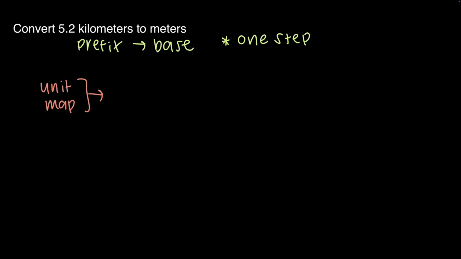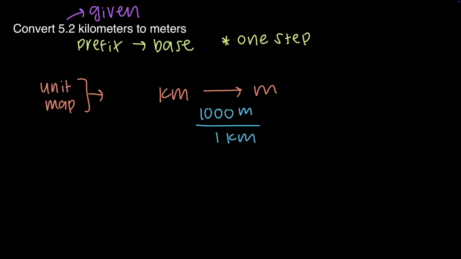For this question, we are converting kilometers to meters. Since we are starting with the prefix unit kilometers and converting to the base unit meters, this will be a single conversion. On our unit map, we write kilometers to meters, and the conversion factor is 1,000 meters per 1 kilometer. Our given value is 5.2 kilometers, so we write it as 5.2 kilometers over 1 to be able to have a top and bottom to cancel out units.